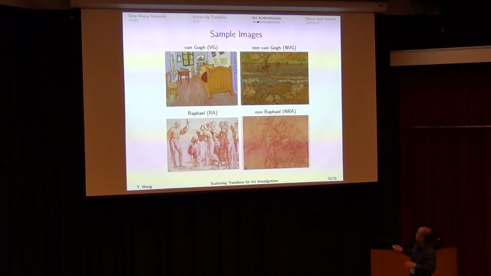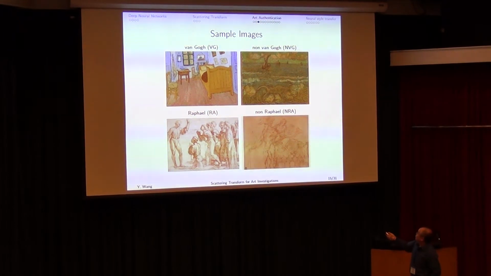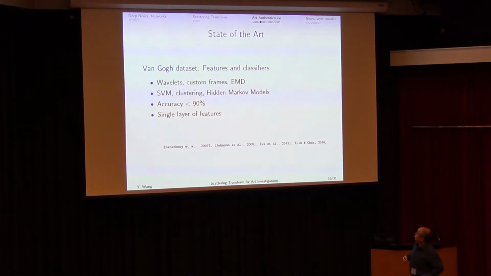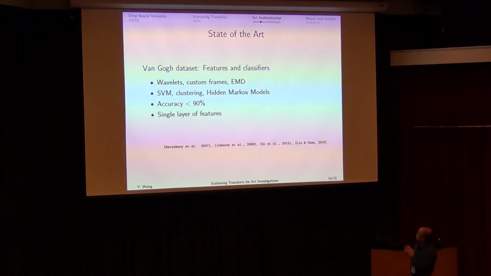And these are some of the samples. Raphael: this looks like a Raphael, but it's not a Raphael. And Van Gogh: this looked like Van Gogh. Everyone could see this looked like Van Gogh, but it's not Van Gogh. So what do we do?